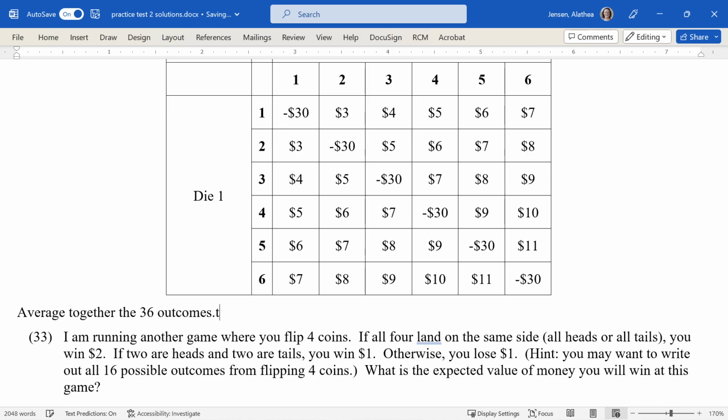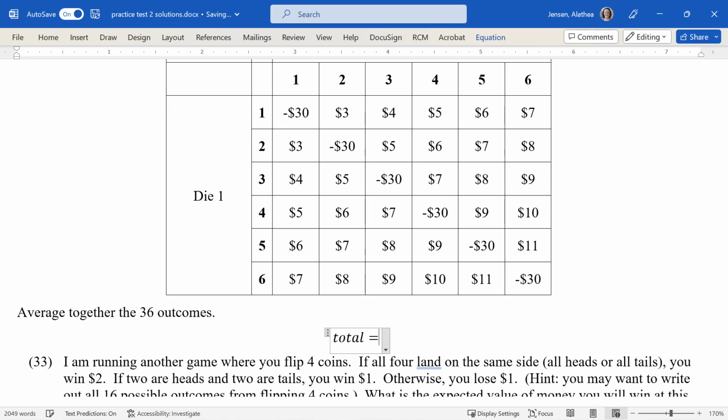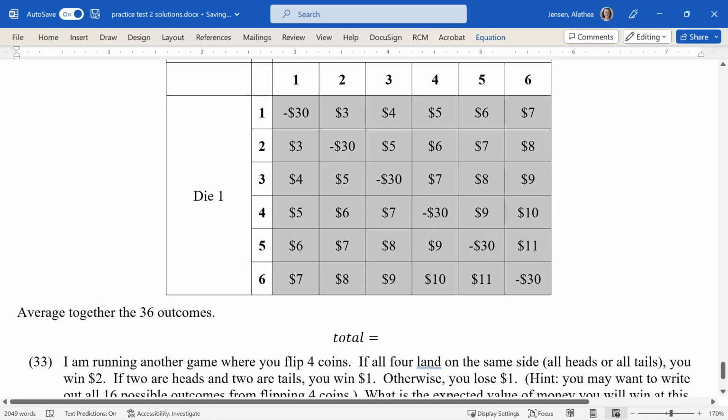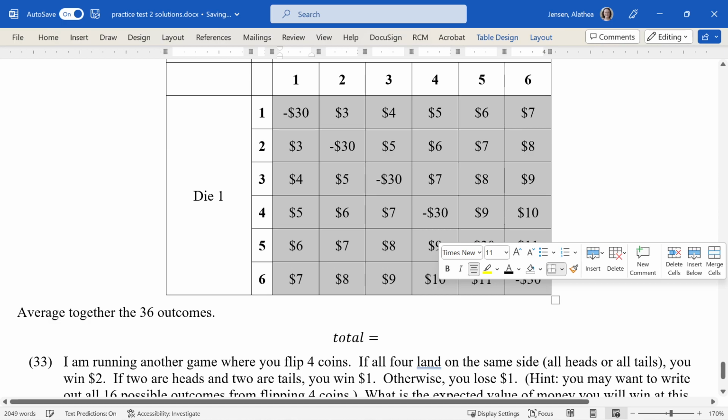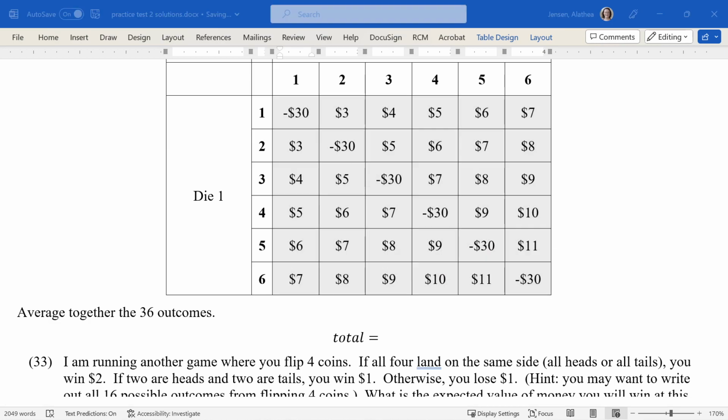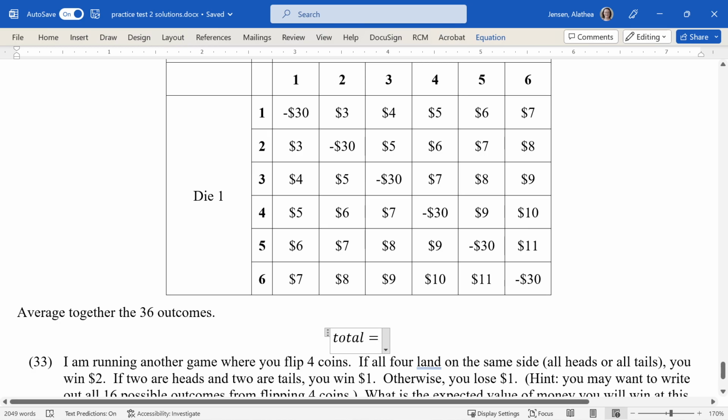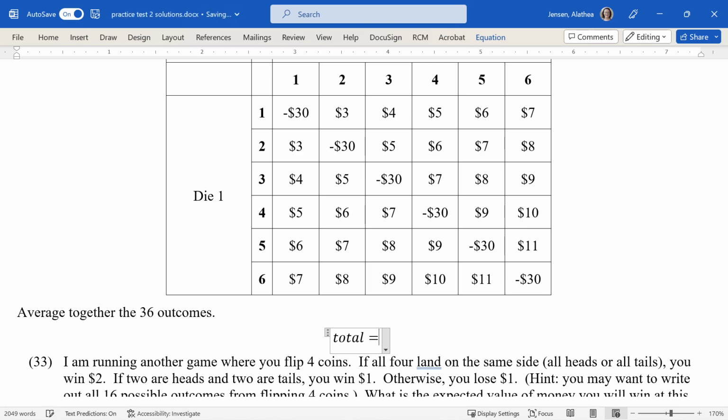All right, so I need to find the total. And so I'm just going to add up all these numbers. It's not that pleasant, but that's what I'm going to do. Maybe to make it a little more bearable, I'll multiply. For -30, there were how many of those? There were 6 entries that were -30, right? And then next there were some $3 entries. There were 2 of those. $4 entries, I think there were 2 of those. $5 entries, there were 4 of them. So I'm going to do it like this, and I'll just pause the video and do that.